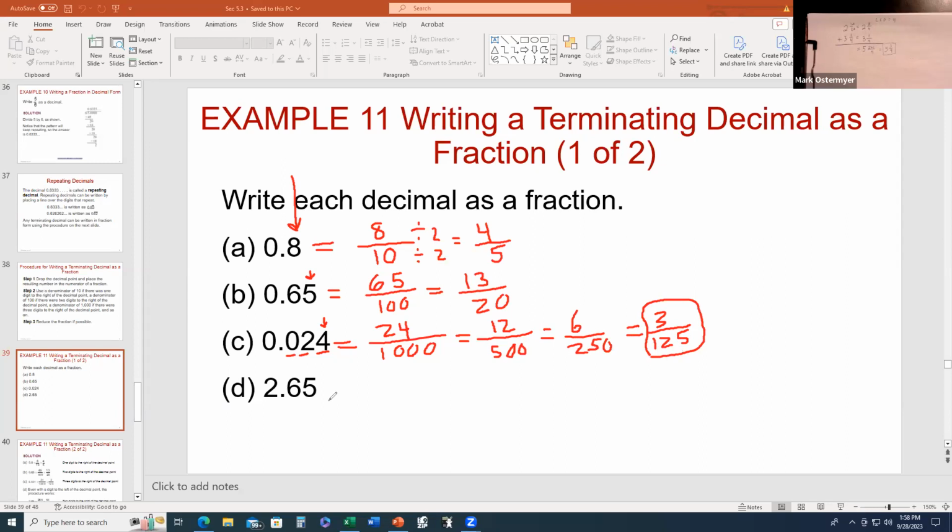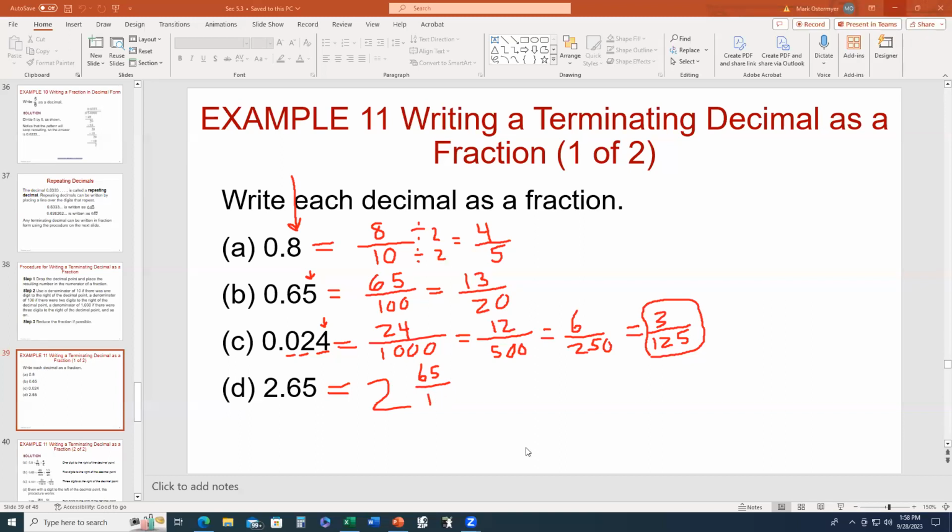Okay. All right. How do we read this mixed number? 2 and 65 what? 2 and 65 over 100. 2 and 65 hundredths. So we write it the way we read it. Or if you're not into that, you've got to realize you got 2 whole parts. And then the fractional part, you drop the decimal point, 65 over, since you got 2 digits to the right of the decimal point, 65 over 100.